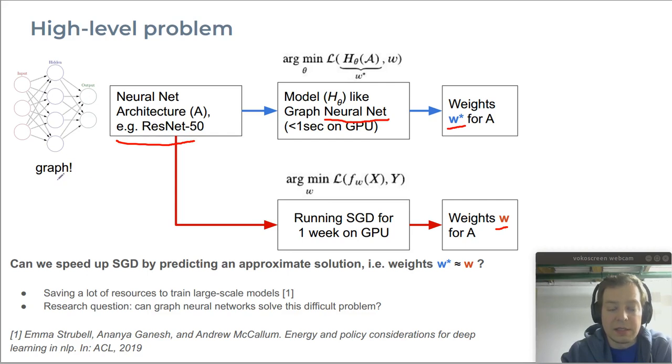And since the architecture can naturally be presented as a graph, we consider graph neural networks. So by training such a network, we can save a lot of computational resources. And there is also an open research question. Can graph neural networks solve this challenging problem?